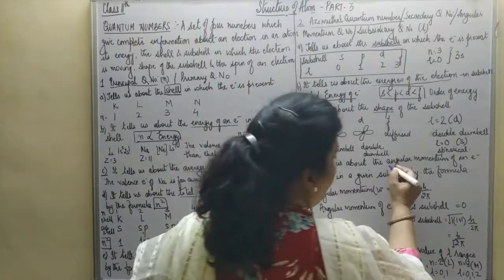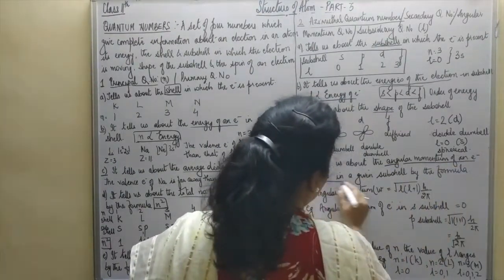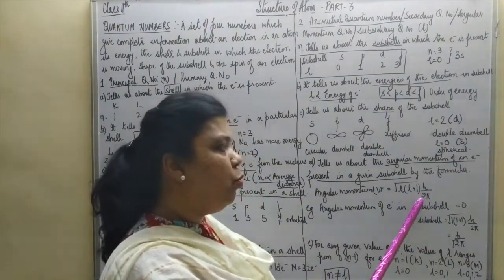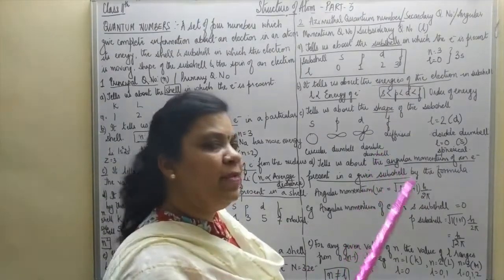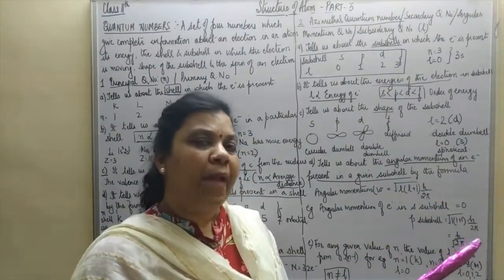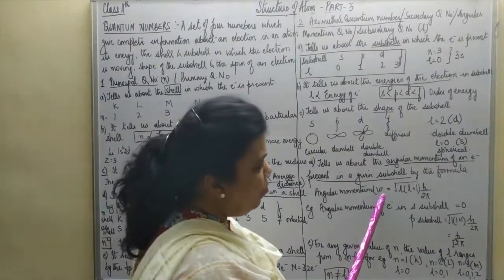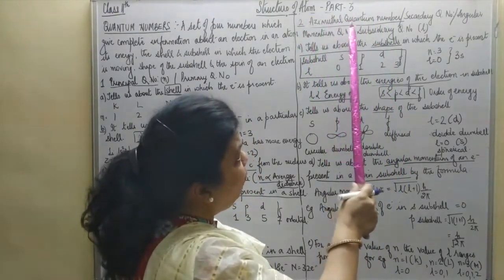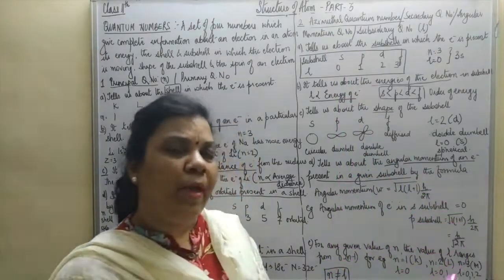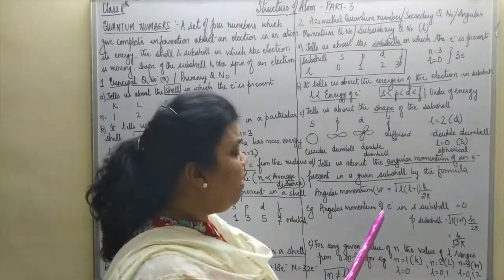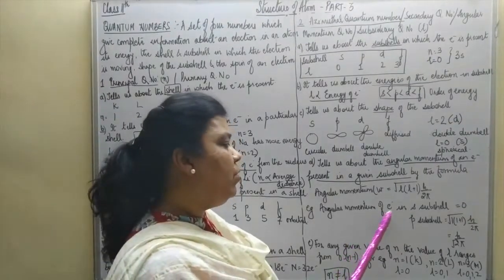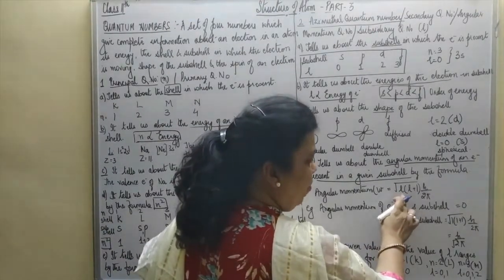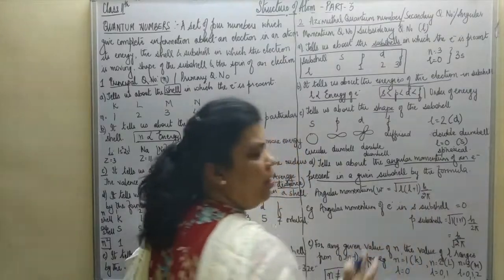Next, it tells us about the angular momentum of an electron present in a given subshell by the formula root of L into L plus 1, h upon 2 pi, where L is the value of the azimuthal quantum number and h is Planck's constant. So, the angular momentum can be calculated by knowing the L value. That is why this type of quantum number is also called angular momentum quantum number. For example, we need to calculate the angular momentum of the electron present in the S subshell. Remember, for the S subshell, L is equal to 0 and anything multiplied by 0 will become 0.